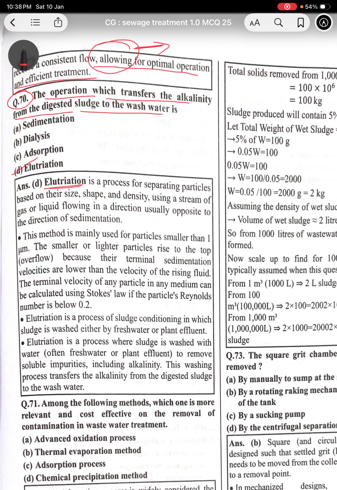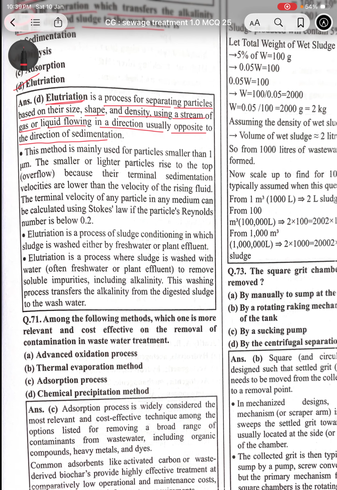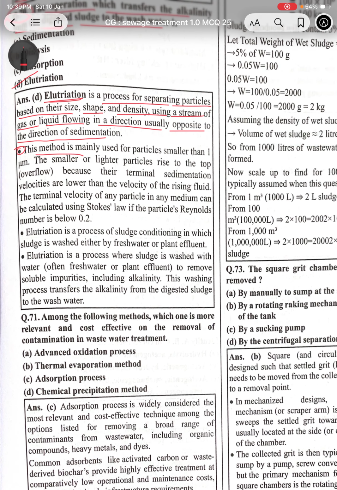Elutriation is a process for separating particles based on their size, shape and density using a stream of gas or liquid flowing in a direction usually opposite to the direction of sedimentation. This method is mainly used for particles smaller than 1 micron, and smaller or lighter particles rise to the top overflow because their terminal sedimentation velocities are lower than the velocity of the rising fluid.